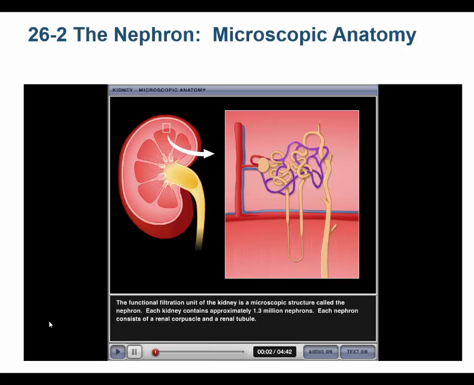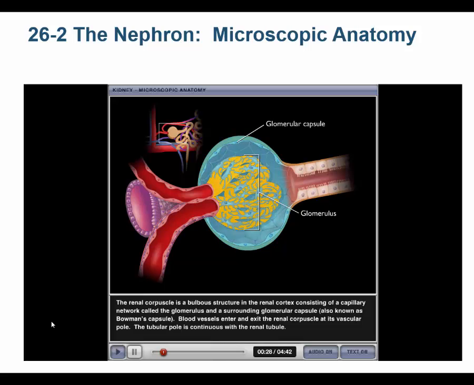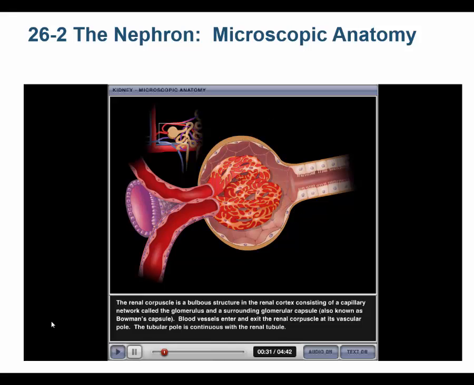The functional filtration unit of the kidney is a microscopic structure called the nephron. Each kidney contains approximately 1.3 million nephrons. Each nephron consists of a renal corpuscle and a renal tubule. The renal corpuscle is a bulbous structure in the renal cortex, consisting of a capillary network called the glomerulus and a surrounding glomerular capsule, also known as Bowman's capsule. Blood vessels enter and exit the renal corpuscle at its vascular pole. The tubular pole is continuous with the renal tubule.